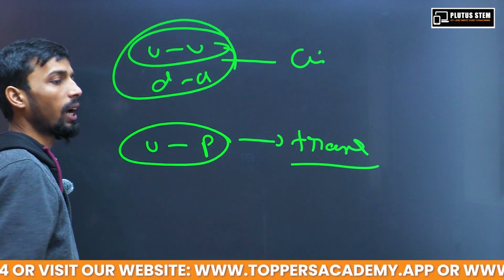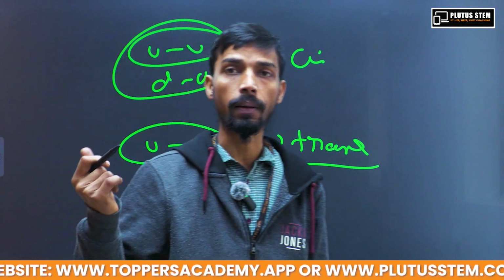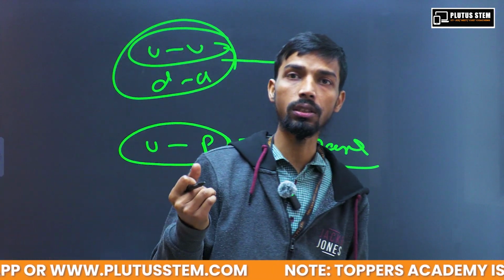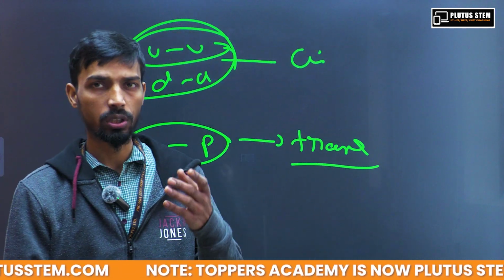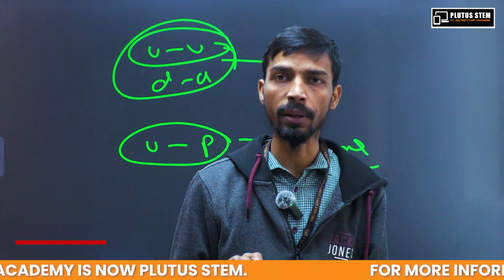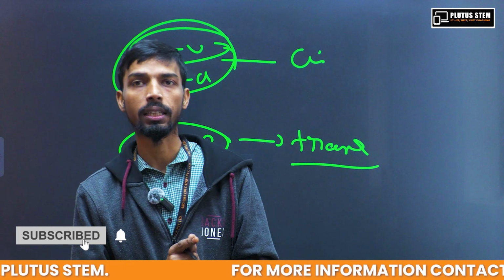So in the next video we are going to discuss ring flipping, how the cyclohexane ring flips and converts the 1 position into the 4 position, or upside goes downside. We are going to see what is actually happening there. So that we will be discussing in the next video.